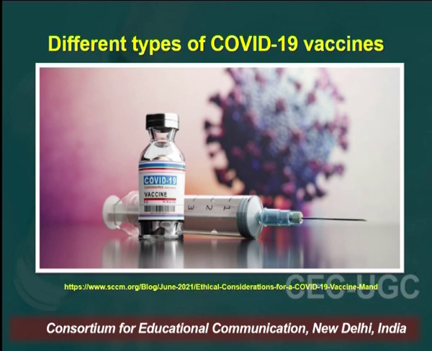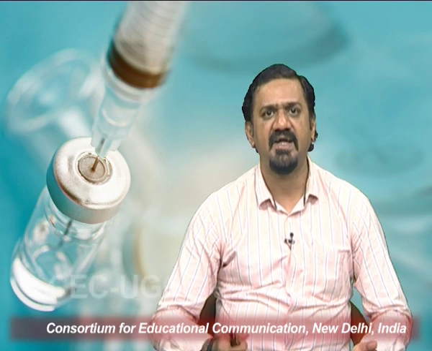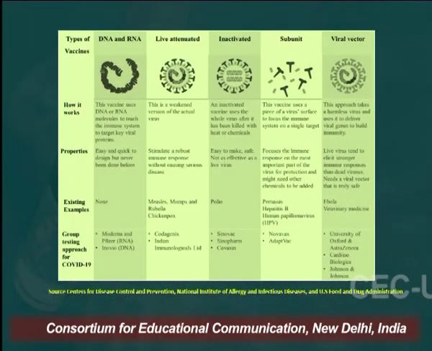Now we come to the last part of the lecture, which is the different types of COVID-19 vaccines developed during the COVID pandemic. Many of these vaccines we have heard of over a period of time. There are different vaccines which were developed. The first vaccines developed were the DNA and RNA types of vaccine. As the name suggests, the nucleic acid from the pathogen or the virus was taken and utilized. The next one is called the live attenuated vaccines.